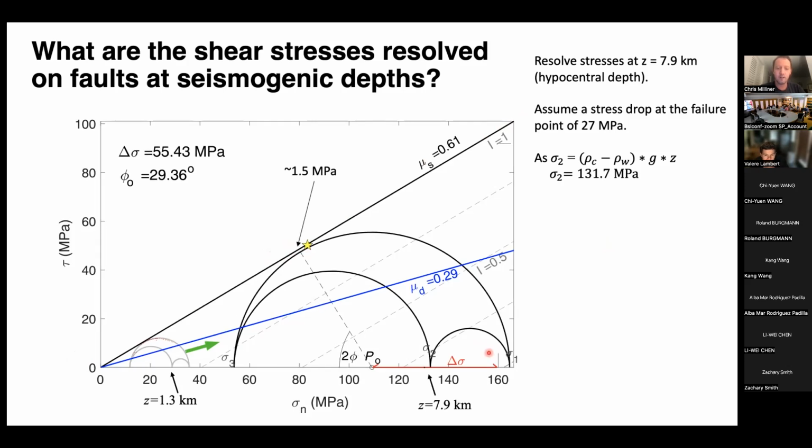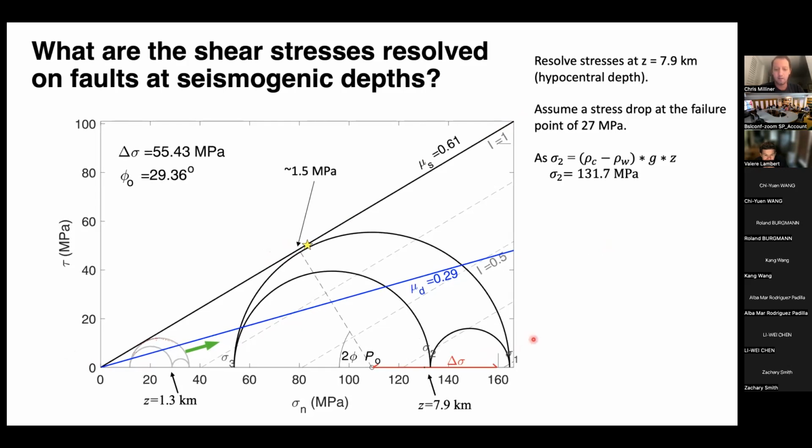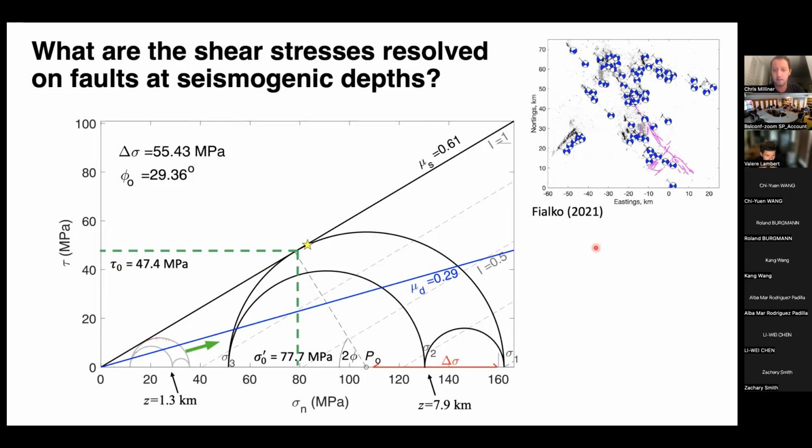So if I make that quick correction, since maybe there's some uncertainty in the hypocenter depth, or in our delta sigma, the stress drop, or the stress rotation, let's just say for now our stress tensor is right on the failure envelope. What are the shear stress and normal stress? We do that same calculation again, and we come up with an initial shear stress of about 47 megapascals and an initial normal stress of about 70 megapascals at the hypocenter.